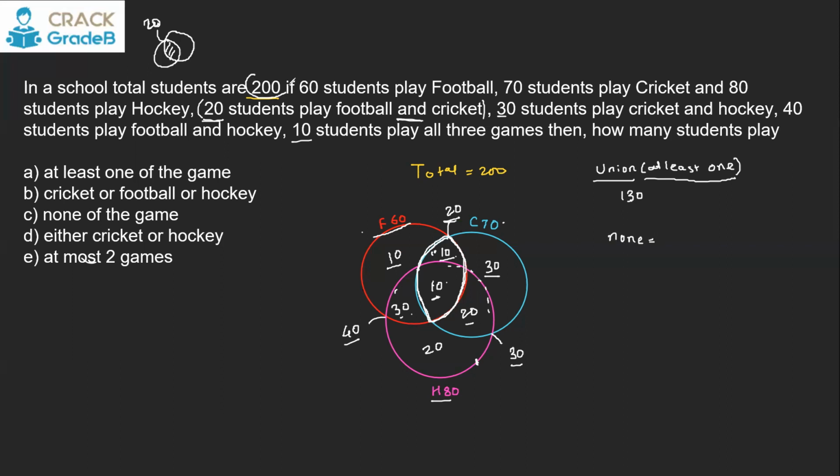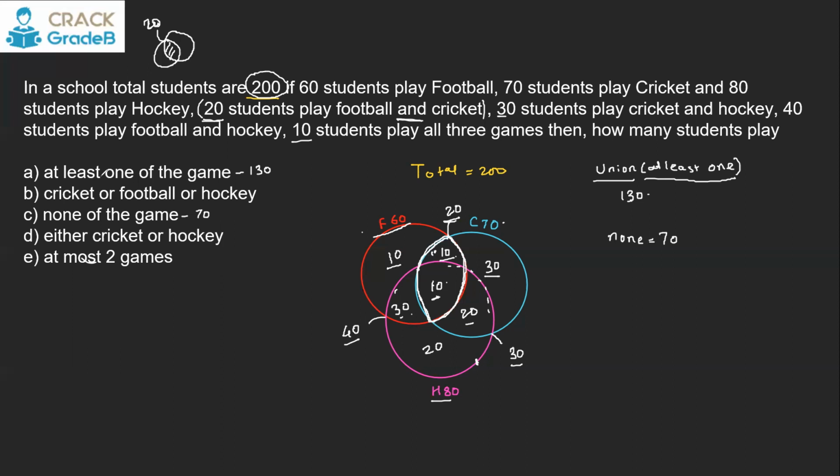There are total 200 students, out of which if 130 play one of the games, the remaining 70 people will play none of them. So the answer to this question, at least one of the games, is going to be 130. And the answer to this question, none of the games, is going to be 70. What about question number B?